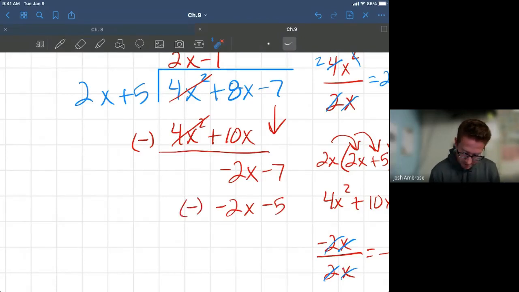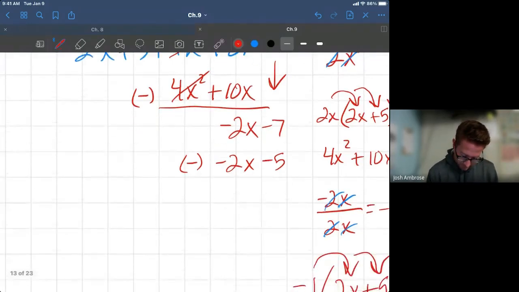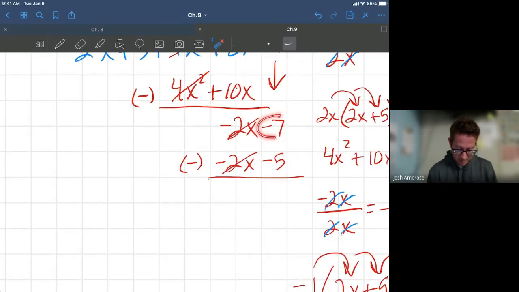Quick, hit the pause button. Both of these are the same. Negative 2x, negative 2x. You're doing it correctly. All right. Cross them out. They are the same. Notice these are not the same, though. Like the last problem, they were. These are not. So we will have a remainder.